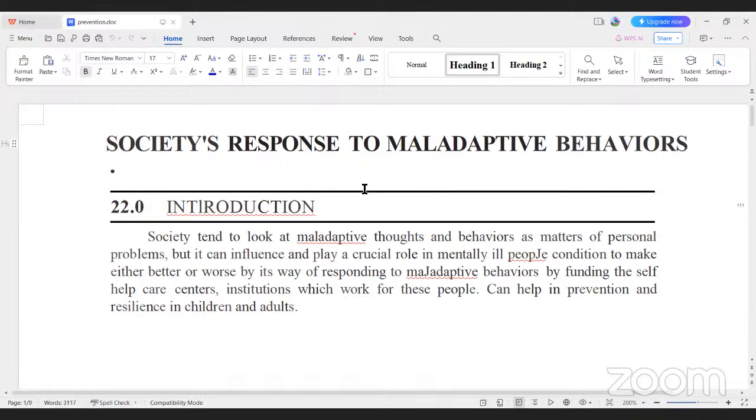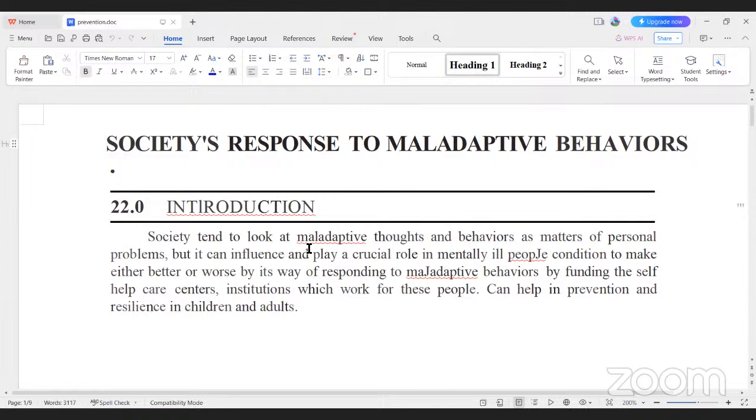But what are we all doing? We are all criticizing him. We are not supporting those persons. The real thing is, we should support them to improve their behaviors. We have to understand their conditions. That is the positive way of responding to maladaptive behaviors. But society is not following it. That is the only problem we are going to read about in this book.